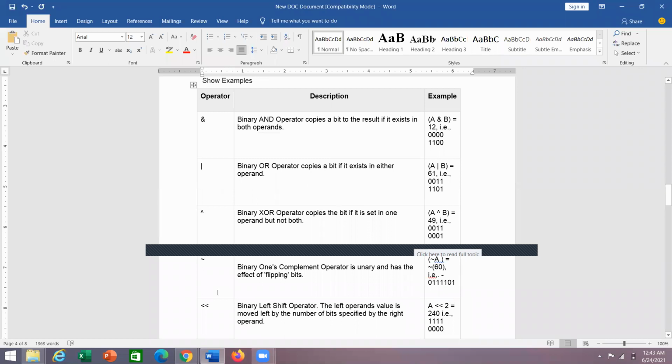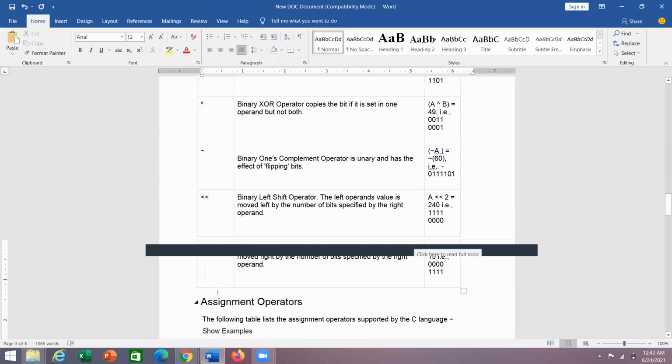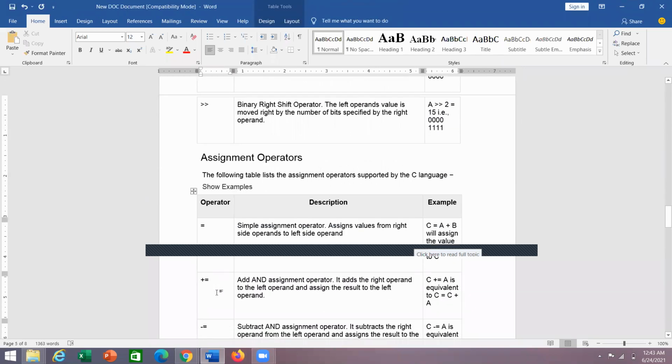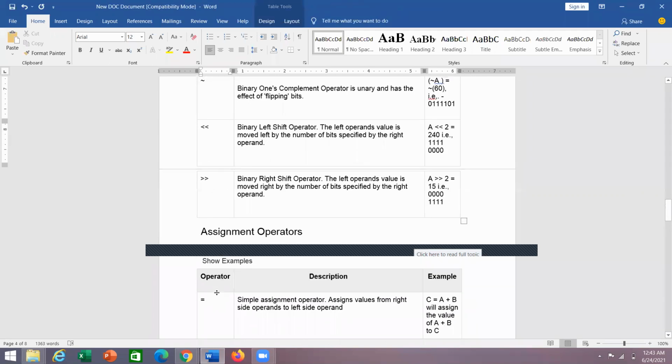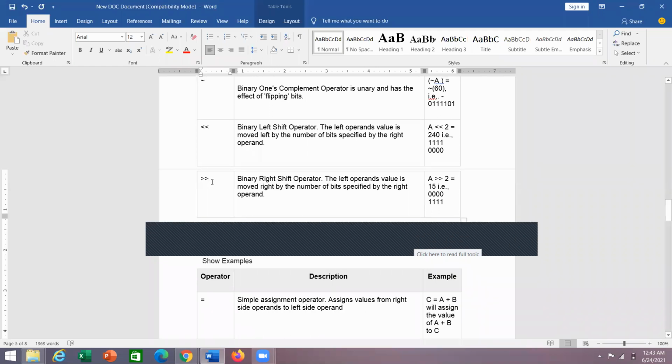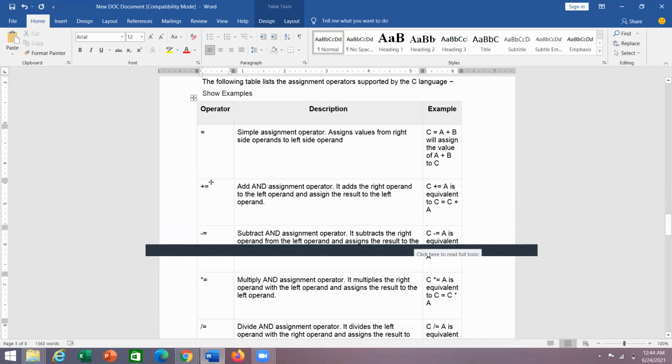Okay, flip, and greater than, double greater than, less than. So binary right shift and binary left shift. Double angular braces, less than, we can call a left shift operator, and this double greater than we can call a right shift operator. Left shift and right shift operators.